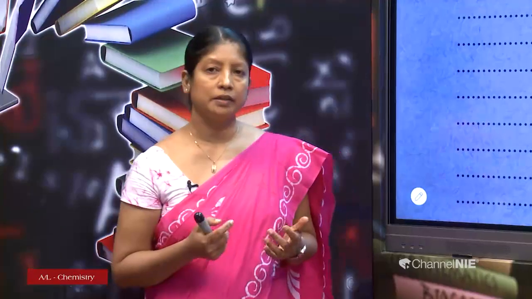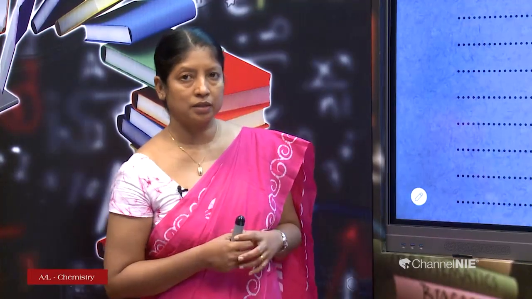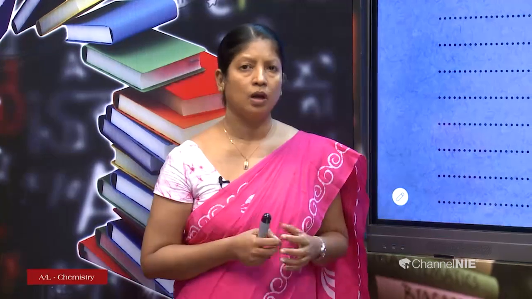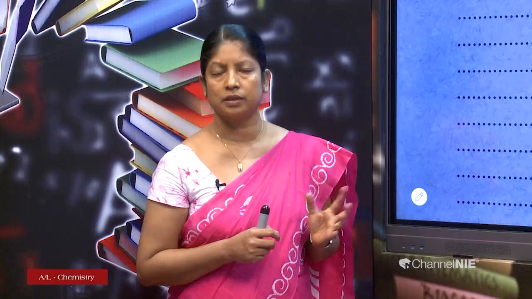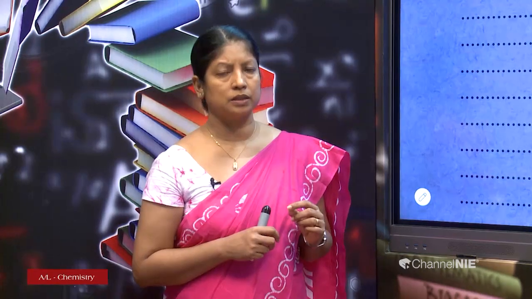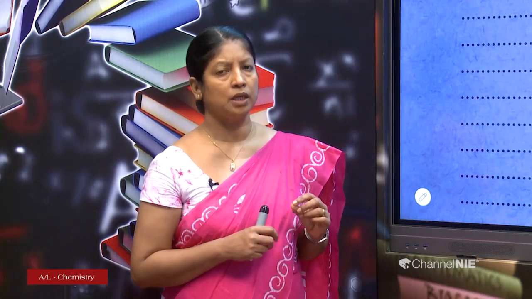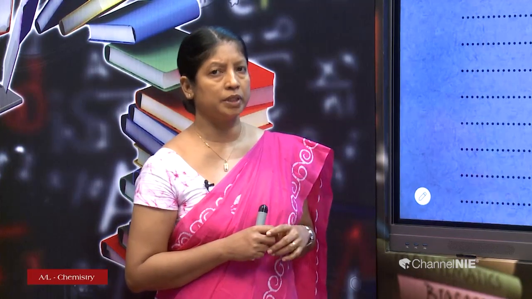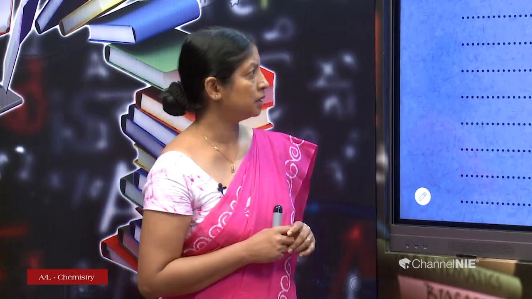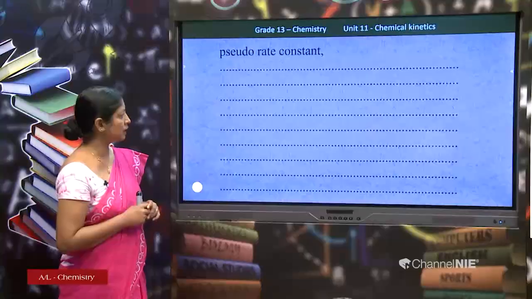Now, even in this reaction we have two reactants, P and Q, and we are asked to find out a new term called pseudo rate constant. So, let us see how we find out this pseudo rate constant. To find it, they have to mention the order with respect to each reactant. So, let us see how we calculate that.